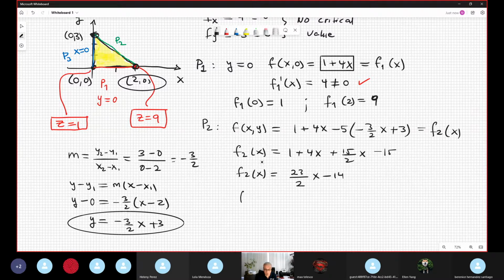When you differentiate with respect to x, in order to find one hypothetical critical value here, well, it is 23 over 2. Okay, one more time it happens that it is not 0. Similar situation to this. This is a similar situation. Okay, but I found the corner, that corner and that corner.